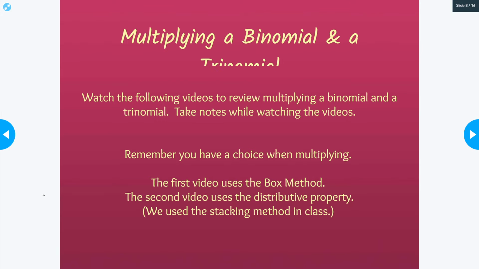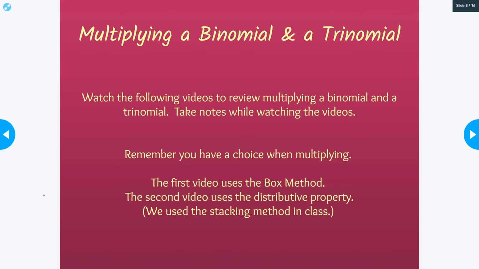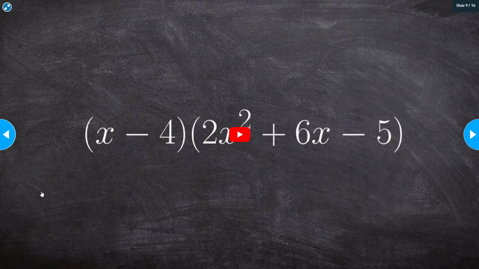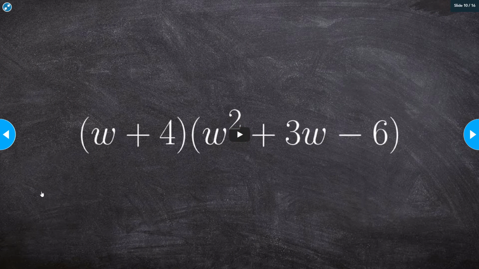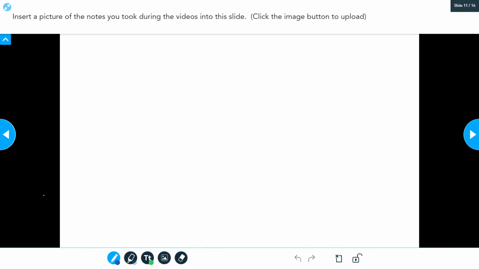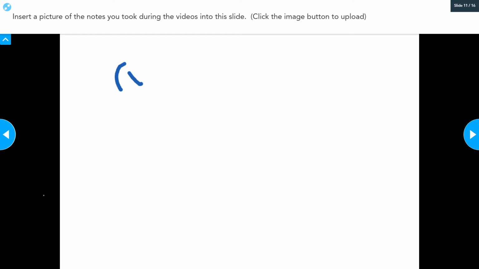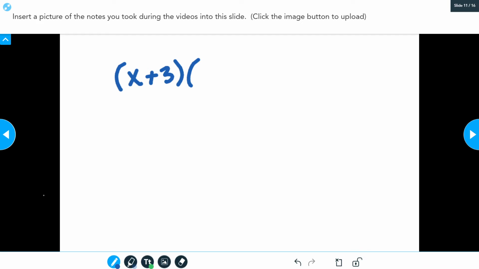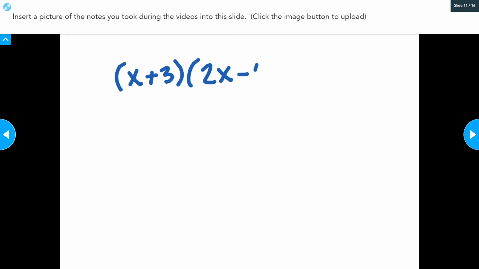All right. Moving forward, you had to multiply a binomial by a trinomial, and you could do it with boxes, or you could do it by foiling and stacking. What I'm going to do is just do a problem here because I won't be able to write it later. So x plus 3 times 2x squared minus 4x plus 1.